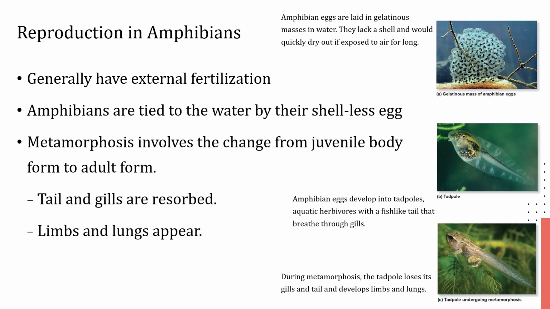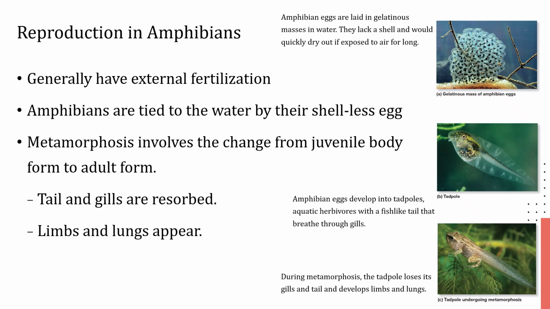Amphibians usually reproduce by external fertilization. So the eggs are laid and then the males spread their sperm on top of the eggs for fertilization. Their young develop in a shell-less egg. So this is important because we're going to get to eggs with shells very, very quickly. And then, of course, we talked about metamorphosis, where amphibians have a juvenile form, and that juvenile form metamorphoses into the adult form.